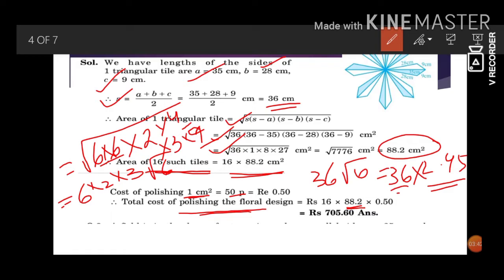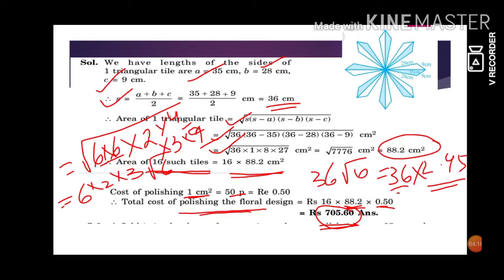Each tile was of 88.2 centimeters square and cost of polishing 1 centimeter square is 0.50. So cost of polishing 16 such tiles will be multiplied by 0.50. On multiplying all these three numbers, we will get 705.60 rupees. So this is the cost of polishing 16 tiles of the floral design at the rate of 50 paise. So this is how question number 8 is solved.